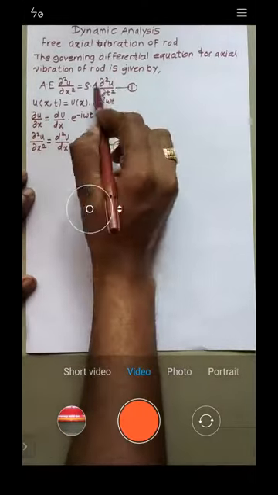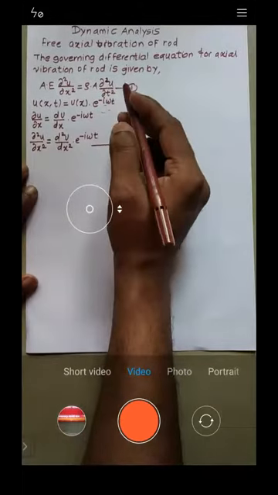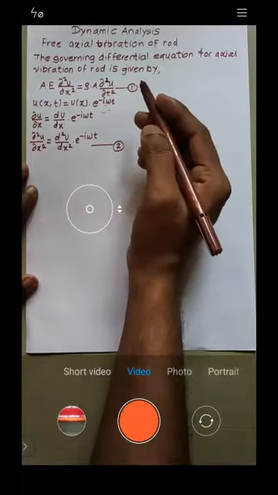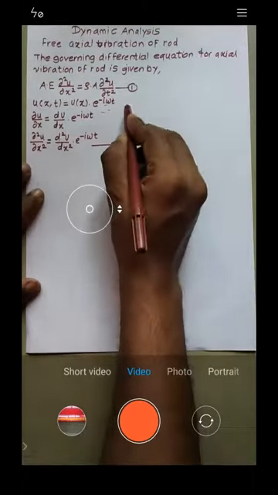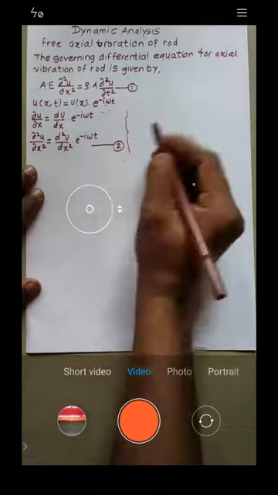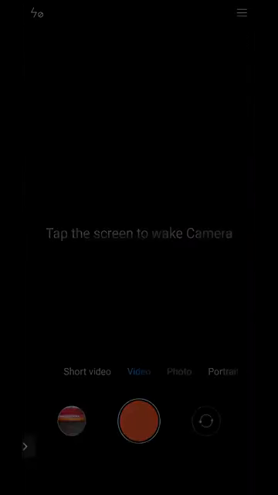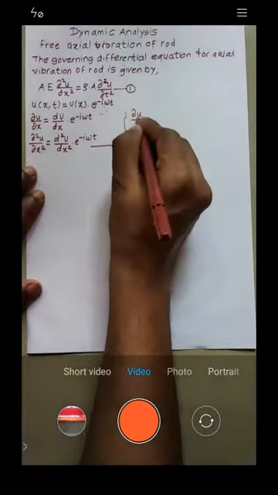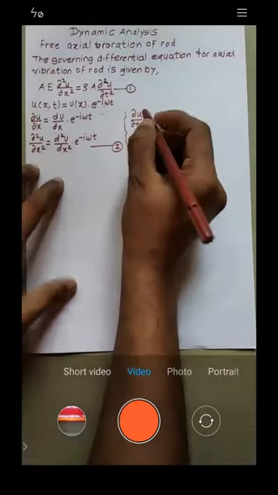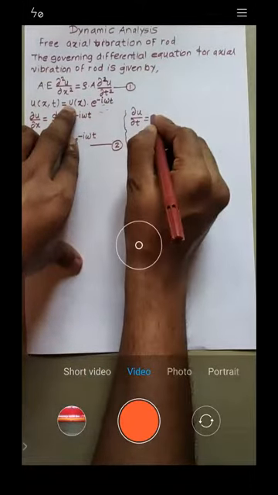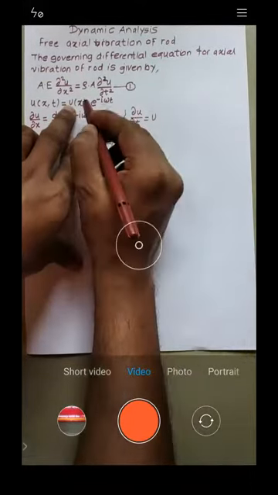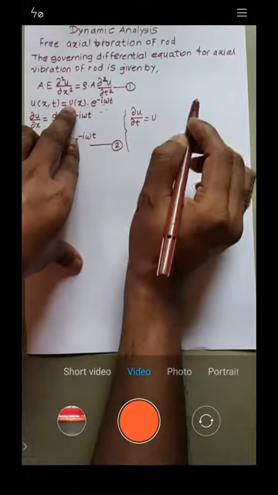Now the second thing I need to calculate is ∂u/∂t. Let me do it here only. What is ∂u/∂t? Now you differentiate this term with respect to t. You can see this term is a function of x, so I will write down this only as u. I will not write u(x), because it is understood that u is a function of x.